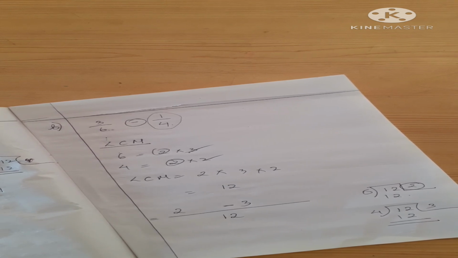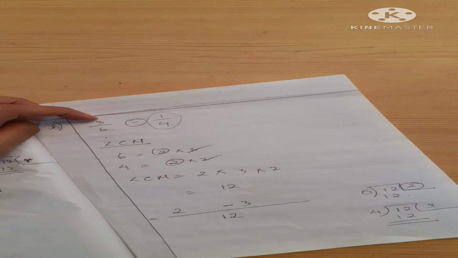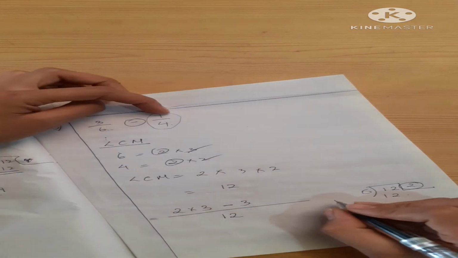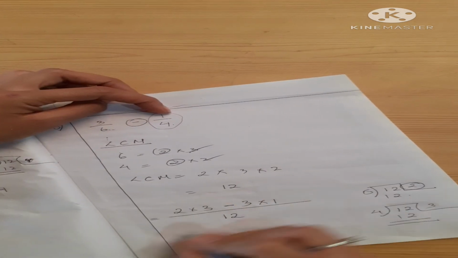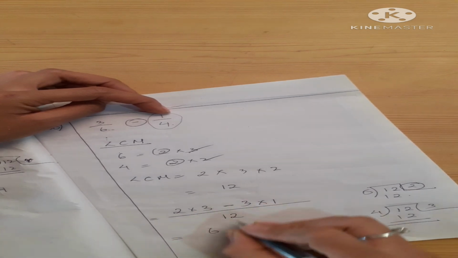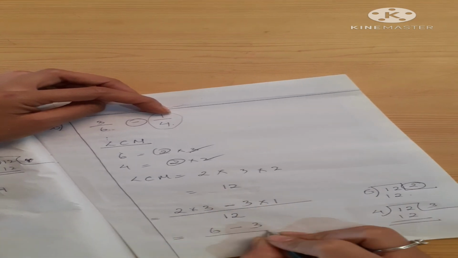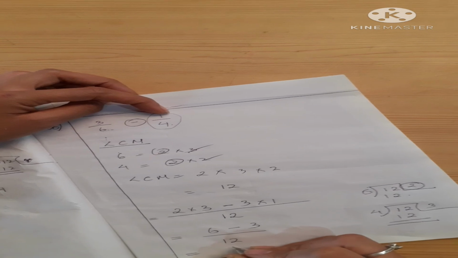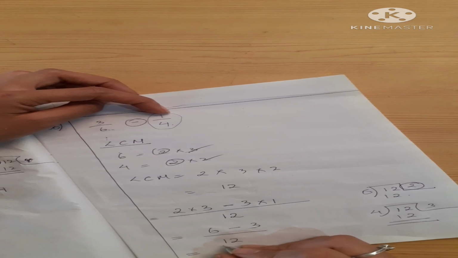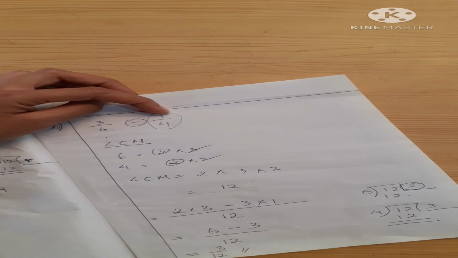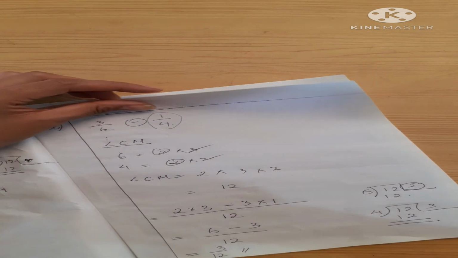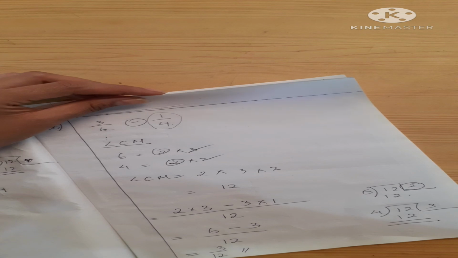What is the numerator for the left hand side? 3. For the right hand side, 1. 3 times 2 is 6, minus 3 times 1 is 3, over 12. Here we finished solving it. This is the example for subtracting unlike fractions.